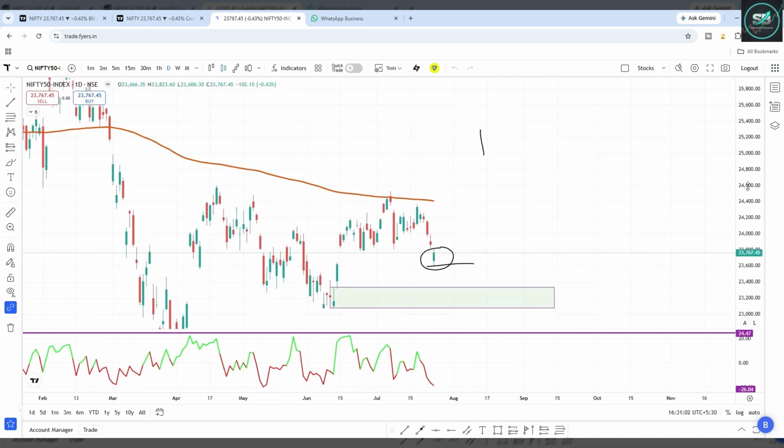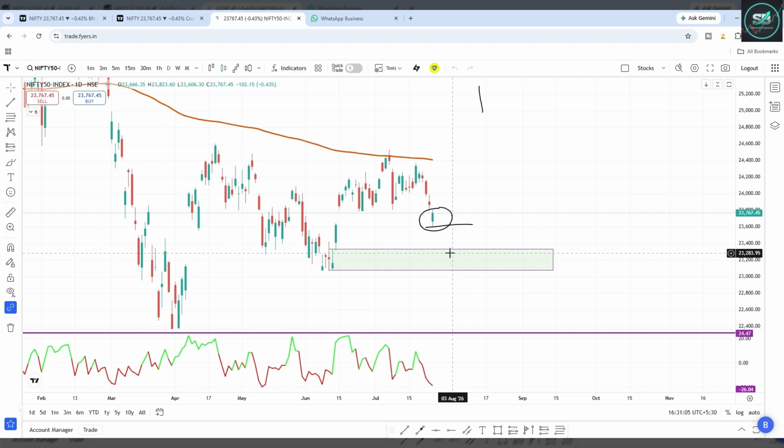But in case Monday, Tuesday, if the market comes and tests this level, if price comes and tests the 23,300 to 350 zone, that is where we can really go long with 300 as our SL, or else with this candle low as our SL, 23,050 as our SL, we can go long for 800 to 1000 points in Nifty.